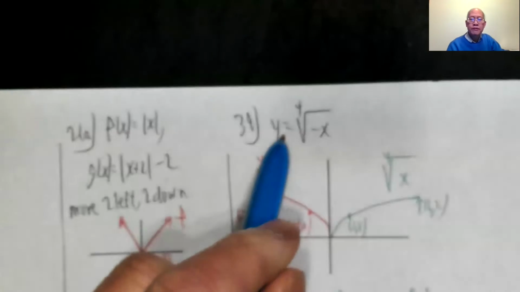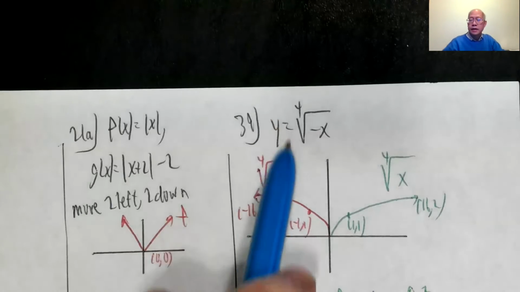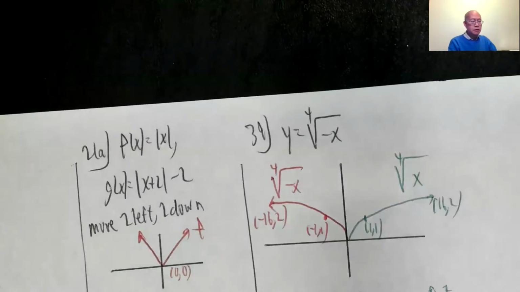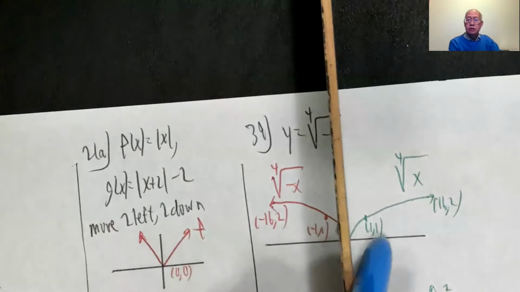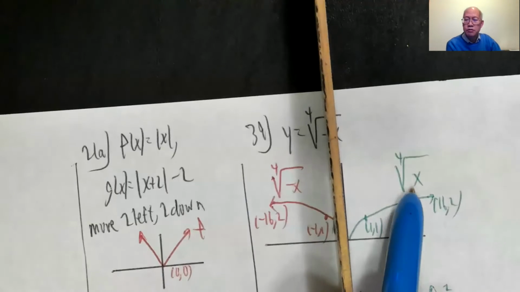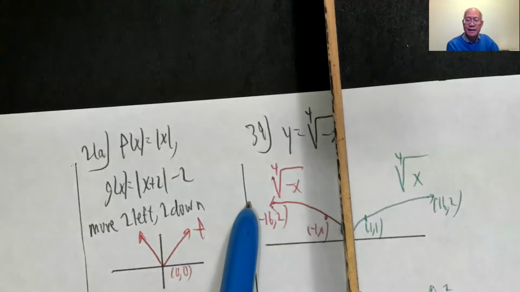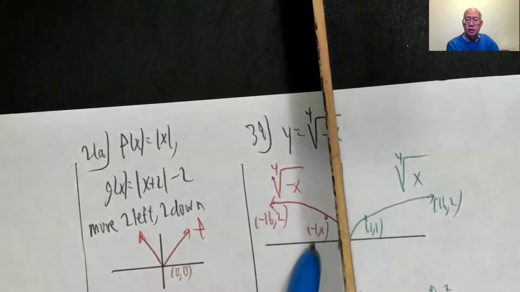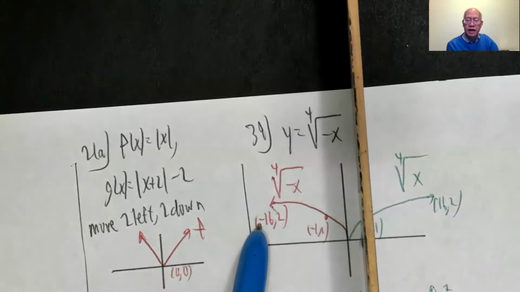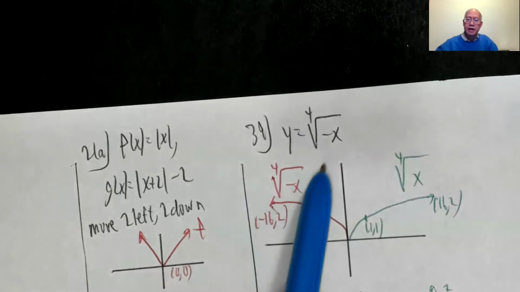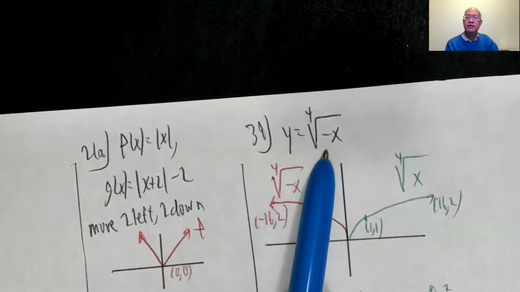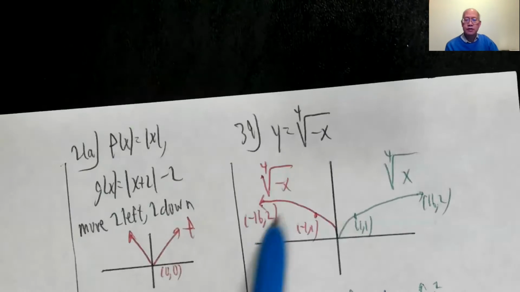39, 4th root of negative x. I take the graph of the 4th root of x, which looks like this in green. Here's 1, 1, here's 16, 2. 4th root of 16 is 2. And I reflect across the y-axis, so it looks like this. So this is now -1, 1, -16, 2. Notice if you plug in -16, you have negative -16, which is 16. 4th root of 16 is 2.